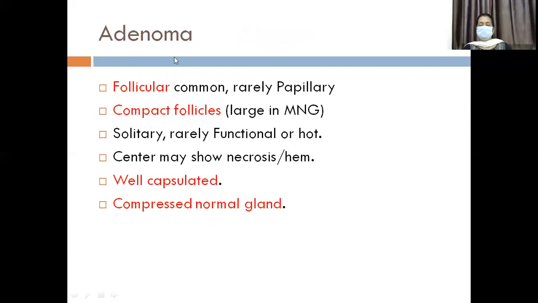So coming to the adenoma, that is the benign counterpart of the thyroid carcinoma. Here you have mostly follicular, wherein there are small compact follicles. Then it is well encapsulated. It has compressed normal gland adjacent to it. So imagine you are seeing a thyroid gland like this. Then maybe you imagine an orange or something like a thyroid gland.